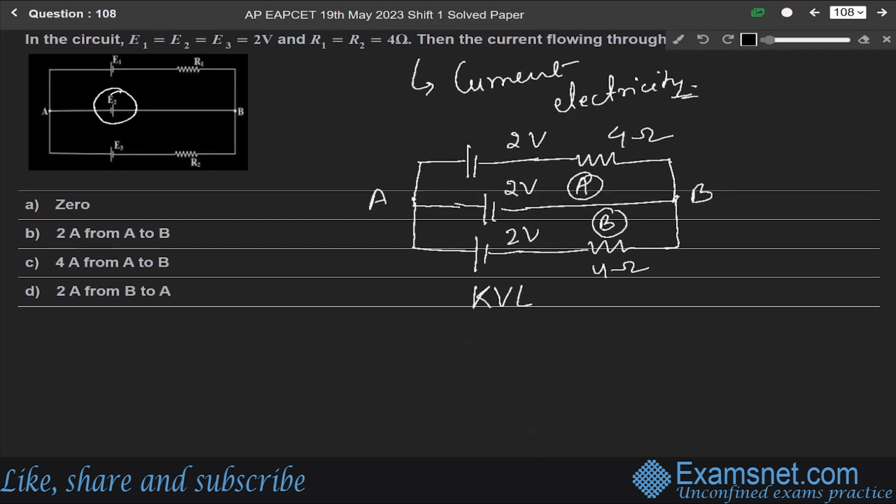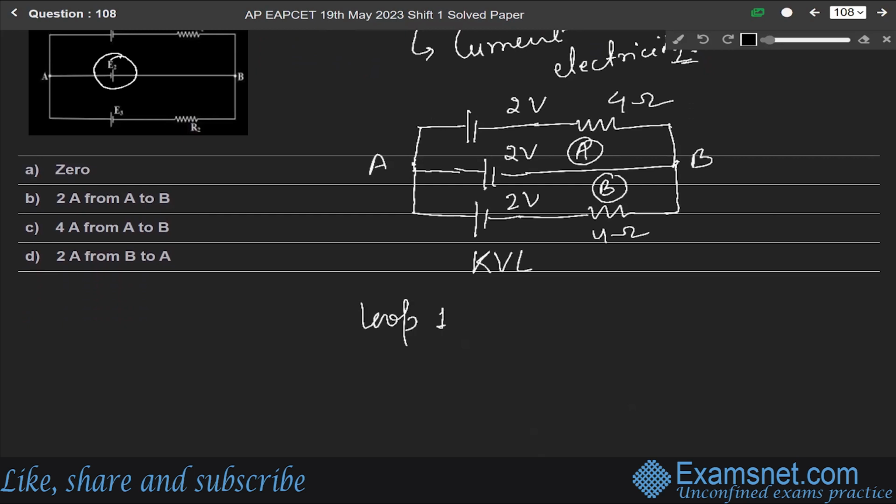For Kirchhoff's voltage law for loop 1, the current directions will be this I1, this will be I1 plus I2, and this is I2. So for loop 1 we can write 2 minus 4I1 plus 2 equals 0. From this we can write 4 minus 4I1 equals 0. So I1 will be equal to 1 ampere.